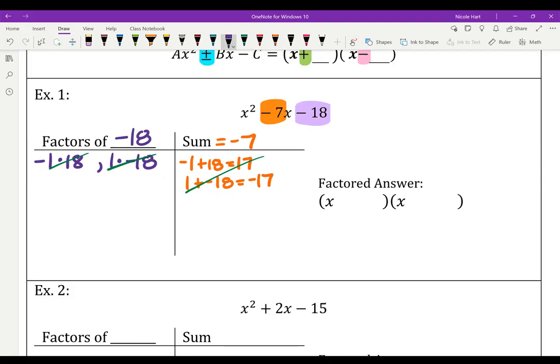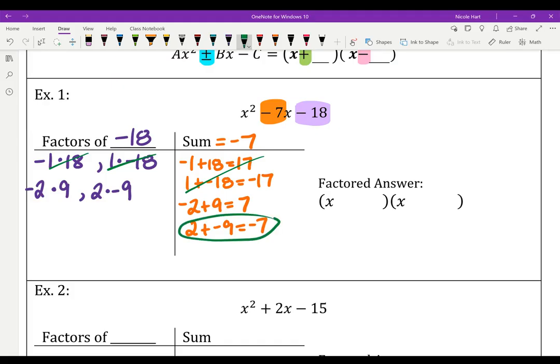So then we go to our next set, 18, 2 and 9. So -2 times a +9, or +2 times a -9. Let's see what our sums do there. We can do -2 plus 9, which will give us +7. Or +2 plus -9 will give us -7, which is what we are looking for. So +2 and -9 work.